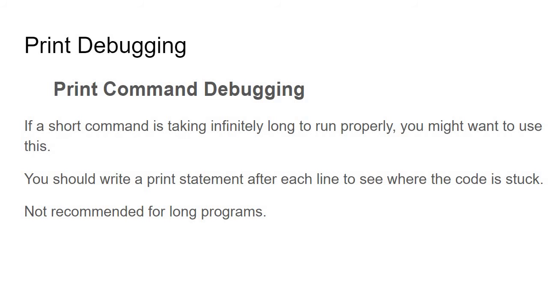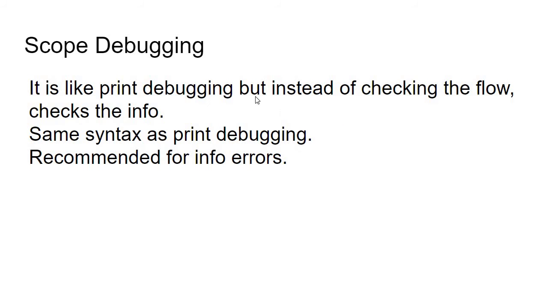So that's how print debugging is useful. Then there's scope debugging. It's like print debugging, but instead of checking the flow, it checks the info. It's recommended for info errors, meaning that the information being displayed is not the same as the information you want being displayed.